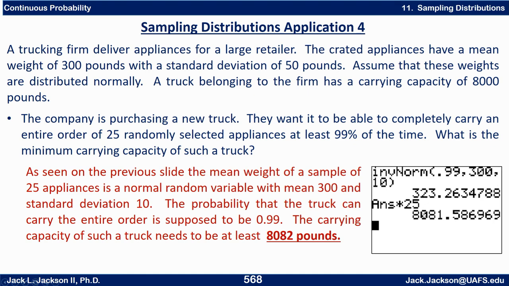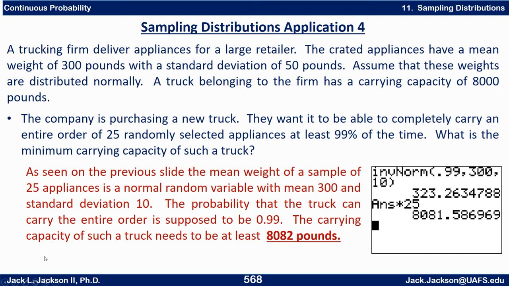Well, we need 25 of those, so multiply by 25, and that's the total amount that we can carry. So that is about 8081, and we want to round up to 8082, so about 8,082 pounds. Notice that these last two problems, application 3 and 4, both had something to do with a total amount, a sum, rather than the average. But notice that if you have a fixed sample size, it's a real easy calculation to go from sum to average or average to sum.